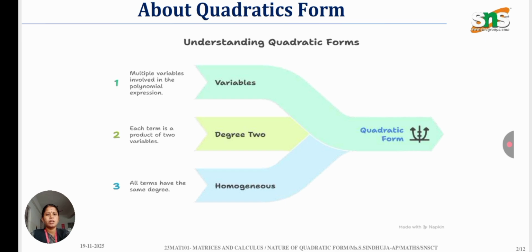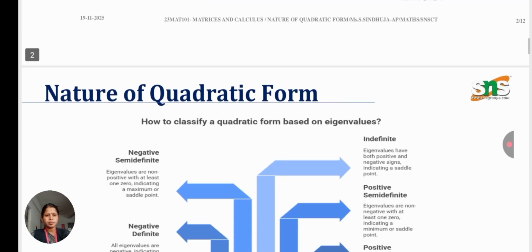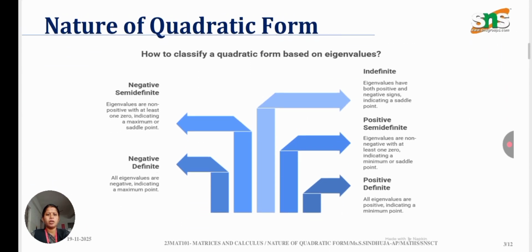In the quadratic form equation, it may have multiple variables instead of a single variable, which are involved in polynomial expressions, and each term is a product of two variables. All terms have the same degree. So we can simply call that expression a homogeneous polynomial equation of degree 2. If it is a quadratic form of degree 2, then we can find the nature of the quadratic form by principal minors as well as eigenvalues.